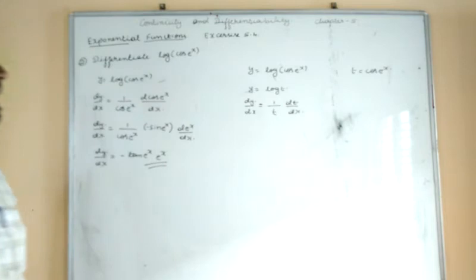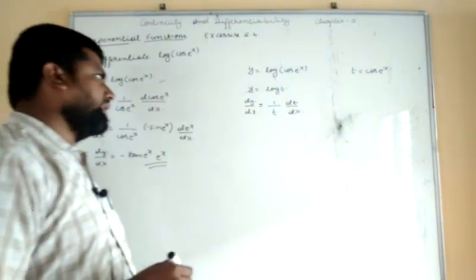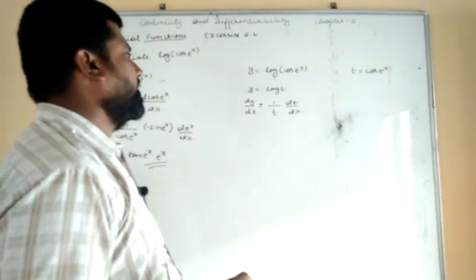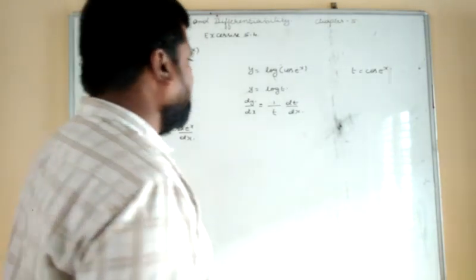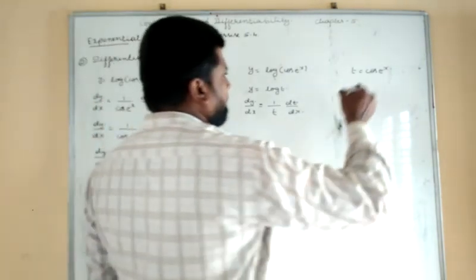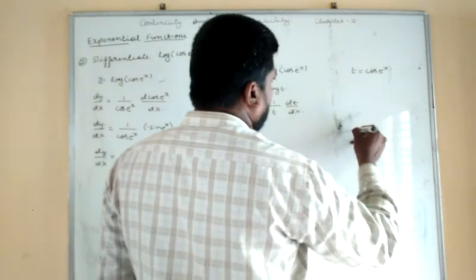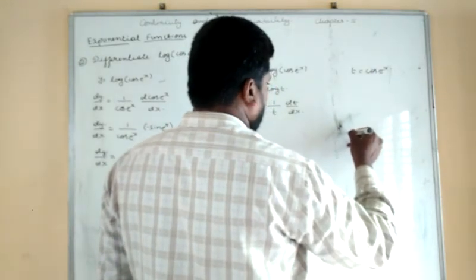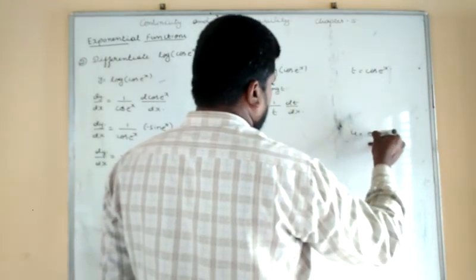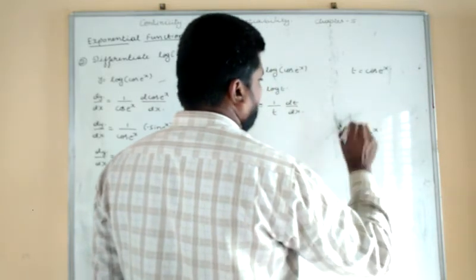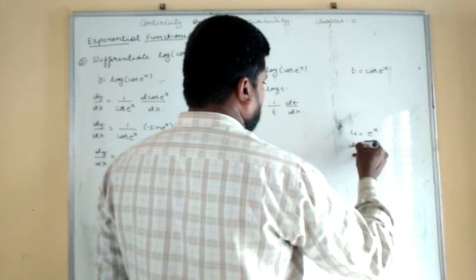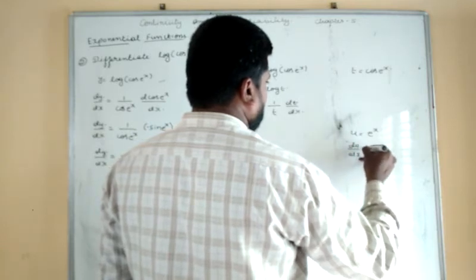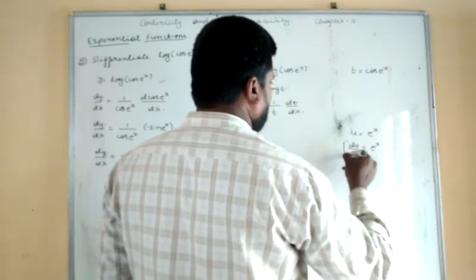Okay, in the place of cos e to the power of x we have substituted t. We have to differentiate with respect to x. Log t differentiation is 1 by t. Again t is there, so dt by dx. So let us substitute here: u is equal to e to the power of x, or you can solve directly. So u is equal to e to the power of x, and differentiation of u with respect to x is equal to e to the power of x only.